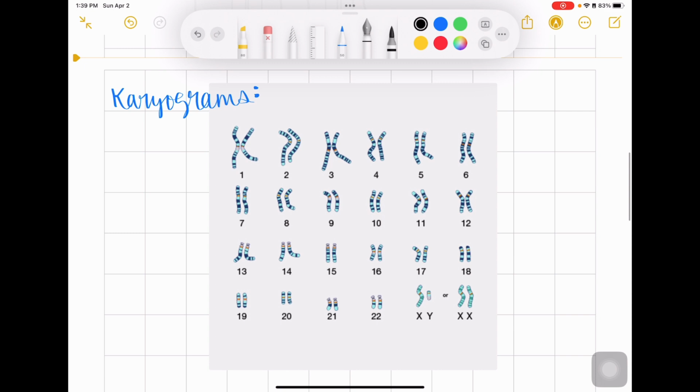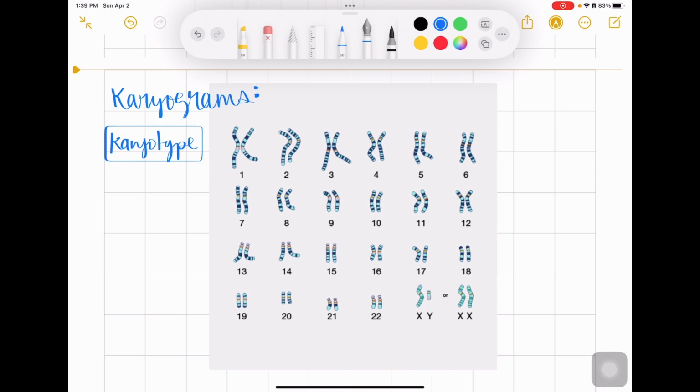Okay, next, moving on to karyograms. So karyograms are basically the image of all the chromosomes in our body. It's the image of our karyotype. So the karyotype is just the chromosomes in our body. It's like the genome but for chromosomes. So it's called a karyotype. Each person has an individual karyotype.